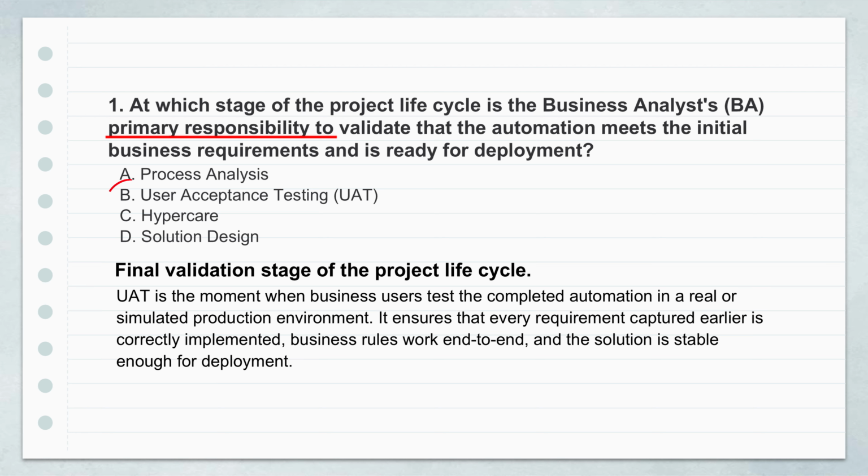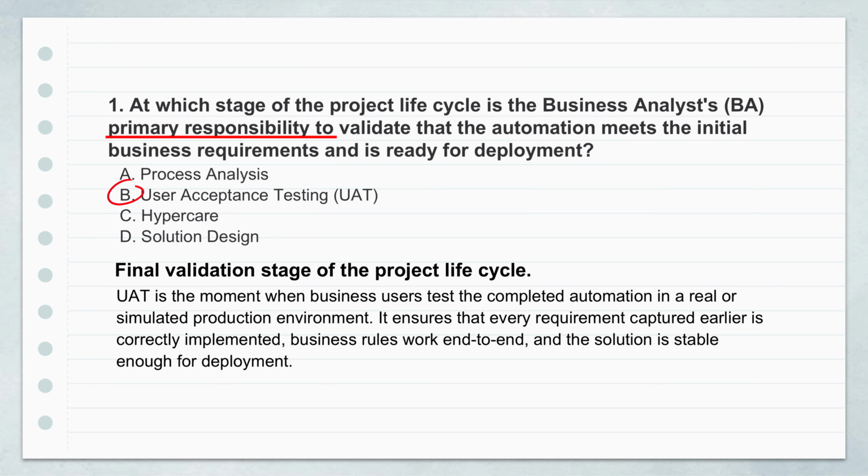It's the final checkpoint, the last mile. The BA usually coordinates it because they hold the original requirements. Their job is making sure the end users, the people who actually did the process manually before, confirm that this new automated way meets those initial business needs perfectly. So UAT is that big check before going live.